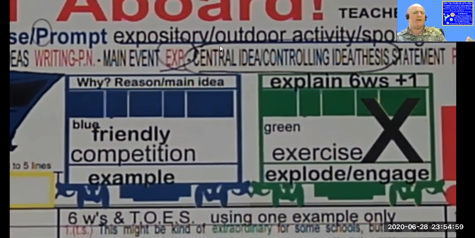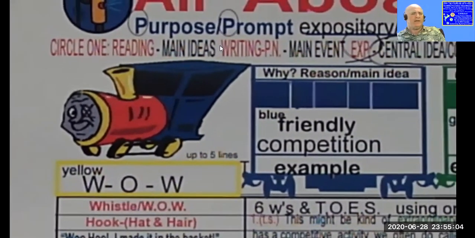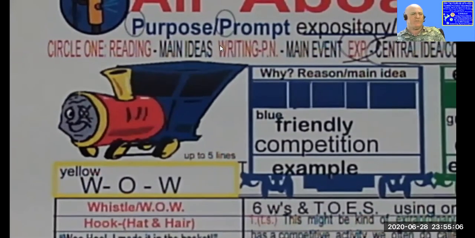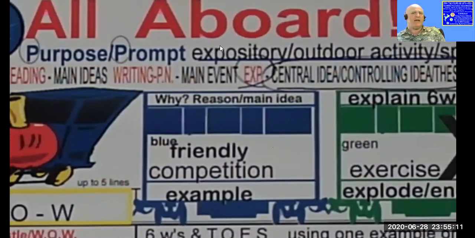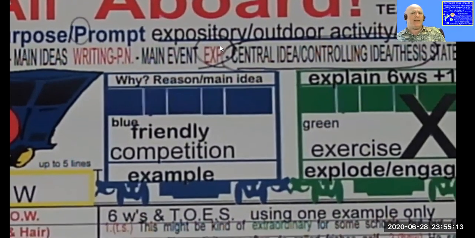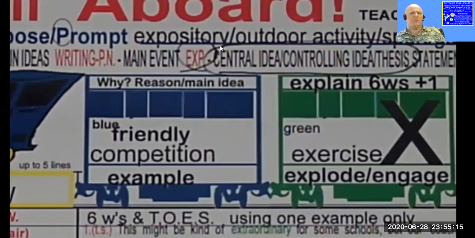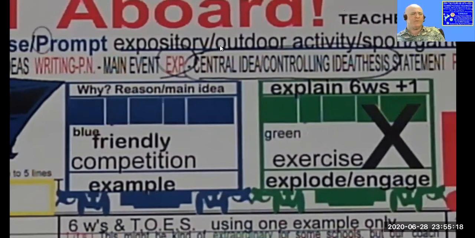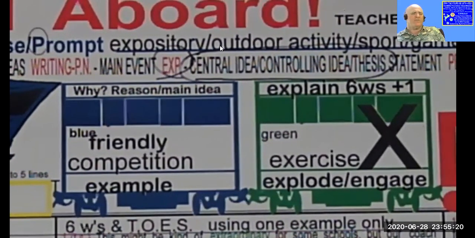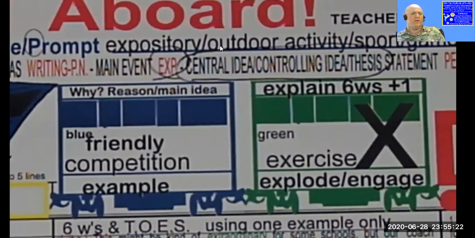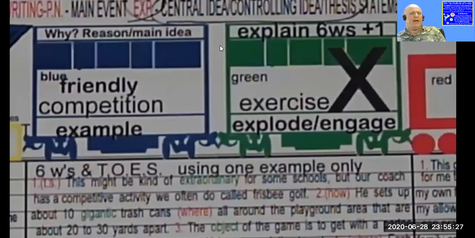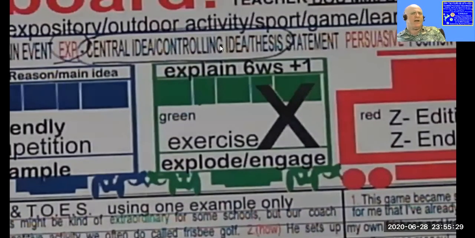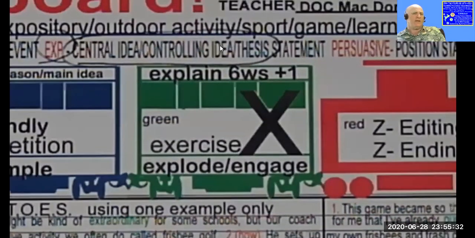What's the main idea? The idea that I'm going to share with you is Frisbee golf as an outdoor activity that can be enjoyable, something that you can play outside, a game that you can play, and it would respond to all the prompts that are above there. Why? Because it's a friendly competition. I'm going to give an example inside the development.